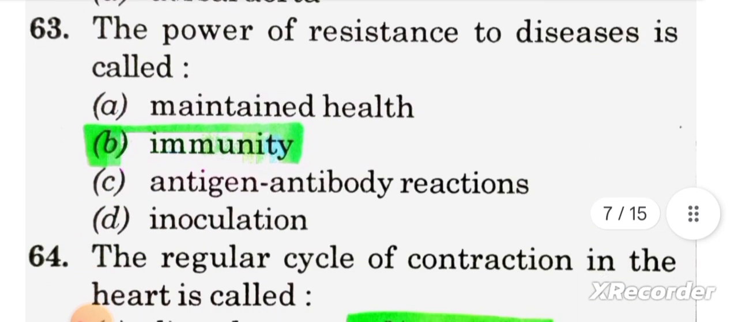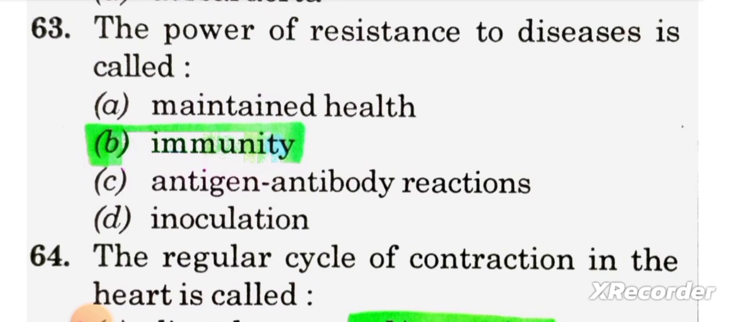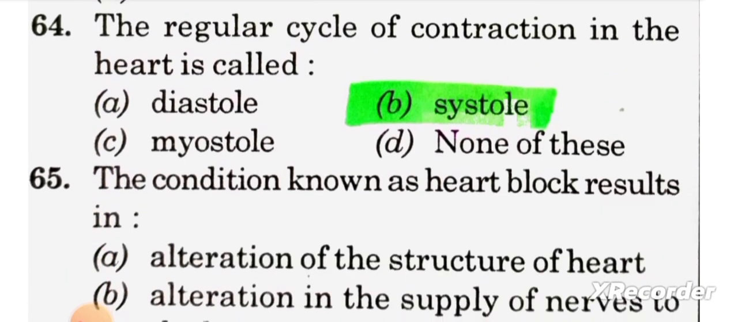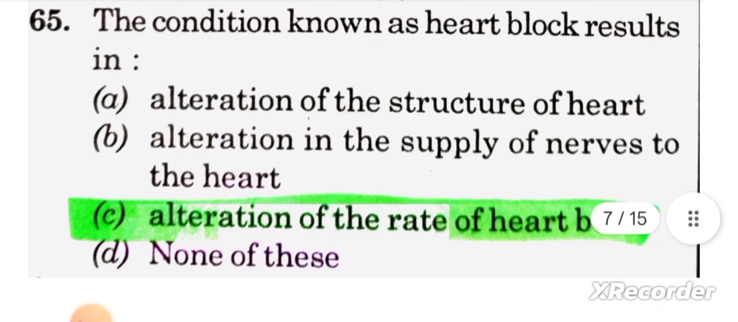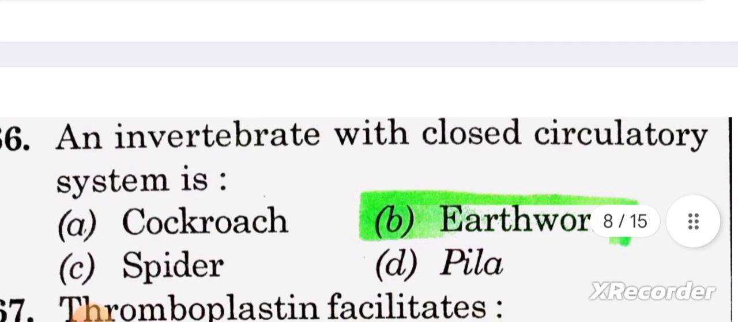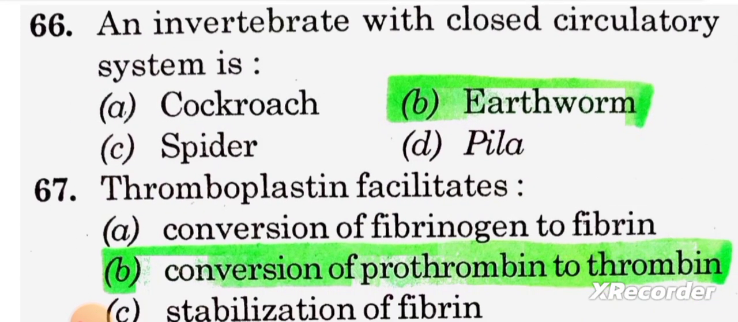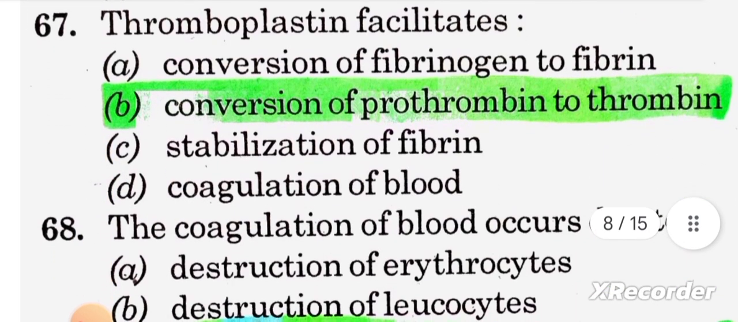Next 63. The power of resistance to disease is called answer B. Immunity. Next 64. The regular cycle of contraction in the heart is called answer B. Systole. Next 65. The condition known as heart block results in answer C. Alteration of the rate of heartbeat. Next 66. An invertebrate which has a closed circulatory system is answer B. Earthworm. Next 67. Thromboplastin facilitates answer B. Conversion of prothrombin to thrombin.